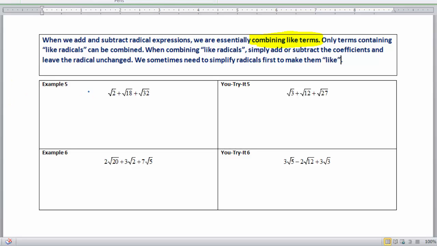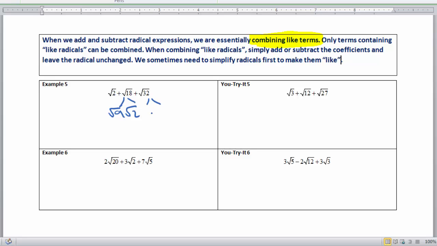And that's actually the case with number 5 here, right? Example 5, we have the square root of 2 plus the square root of 18 plus the square root of 32, which of course none of them are like, right? Because one of them is a radical 2, one's a radical 18, and one's a radical 32. Now radical 2 can't be broken down any further, it's just the square root of 2. But the square root of 18 can be broken down. We can write the square root of 18 as the square root of 9 times the square root of 2, right? So that's going to simplify.